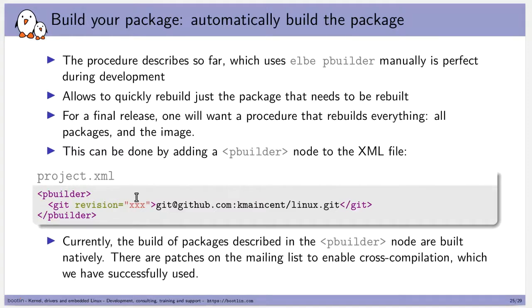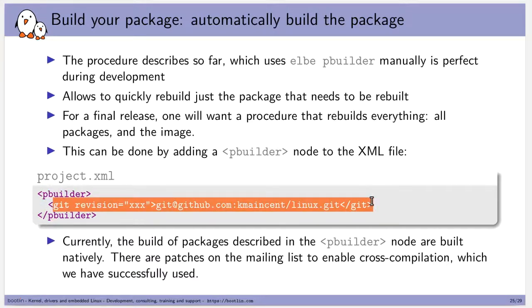But in a project where you do not run ELBE pbuilder, so in an empty project, you can just add the description in the XML file, and ELBE will know that it will have to build it. So in the pbuilder node, you just have to add the URL of the source of your packages.